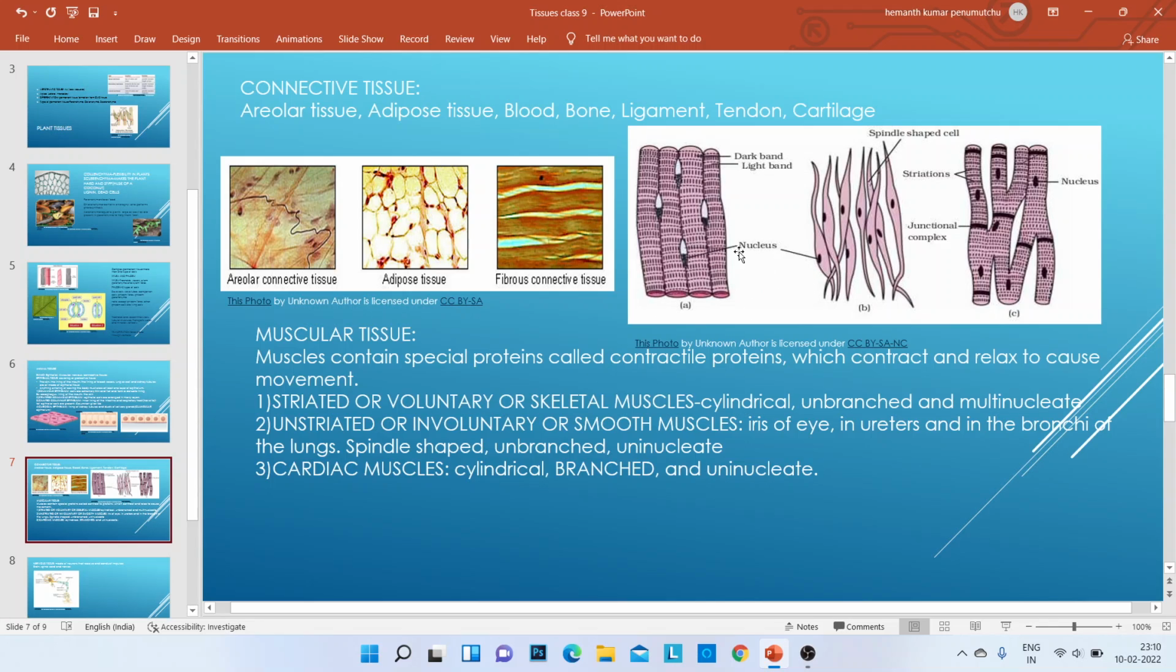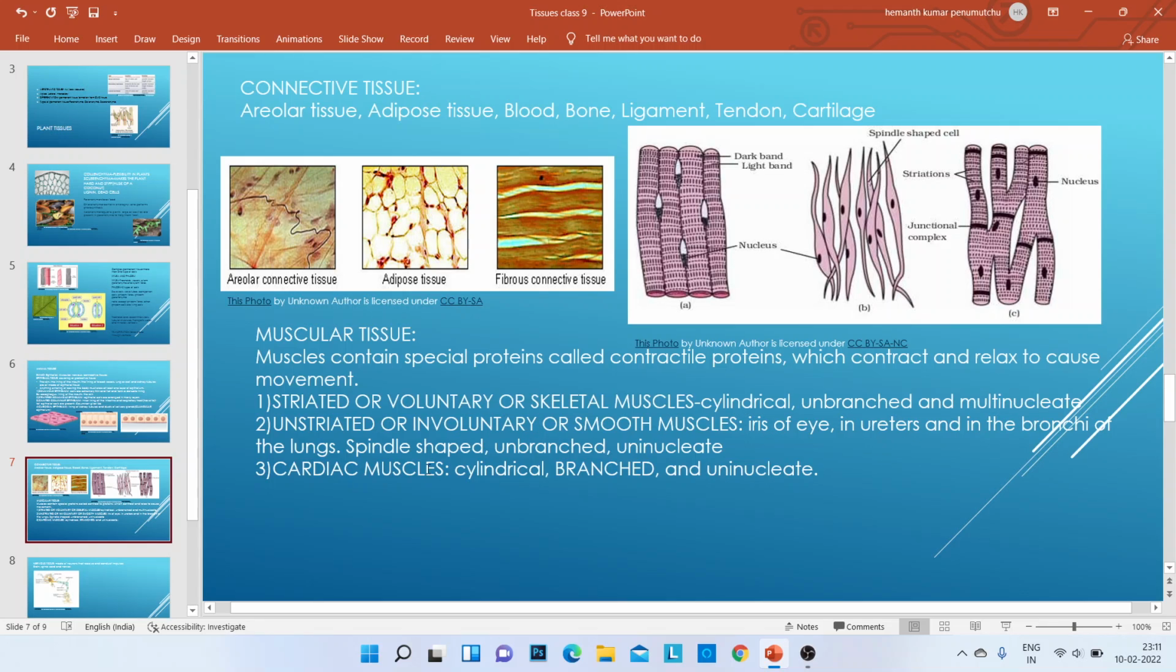And another one is involuntary or smooth muscle. This looks very smooth, and the shape of this smooth muscle is spindle shaped. See here, spindle shaped cells, and this is uninucleated. Every smooth muscle has only one nucleus, uninucleate, and it is unbranched and spindle shaped. We can see smooth muscles in the iris of the eye, in ureters, and in the bronchi of the lungs.